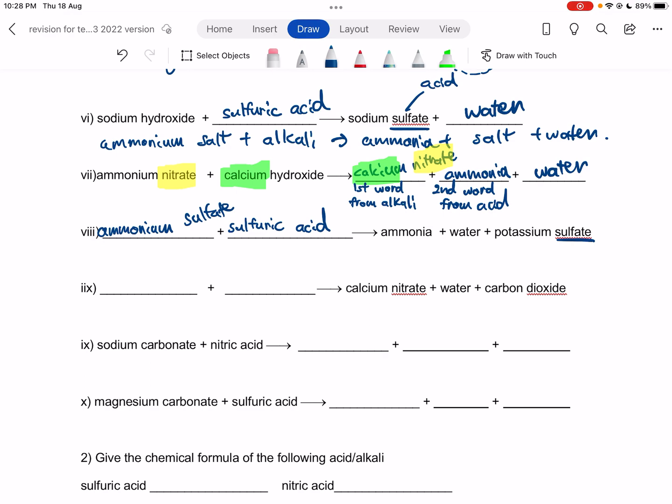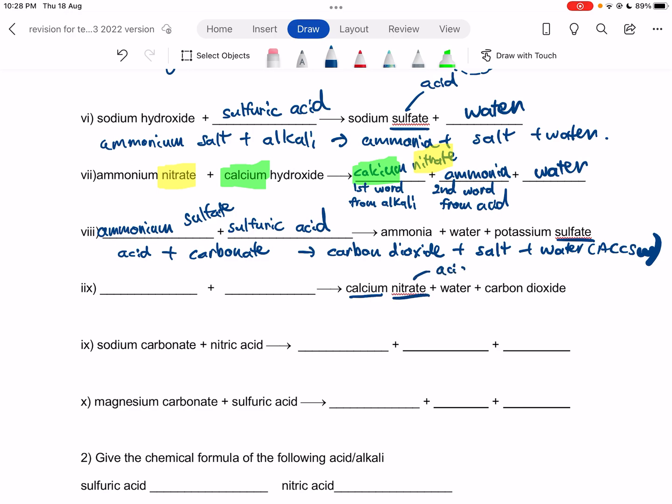Then the next few we move into acid plus carbonate. This gives you carbon dioxide plus salt and water, so usually I call it ACCSW. By now you should be quite familiar with this. The second word tells you about the acid, the first word tells you about the carbonate.